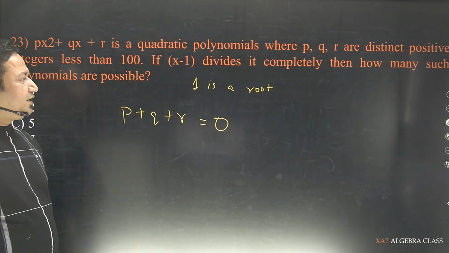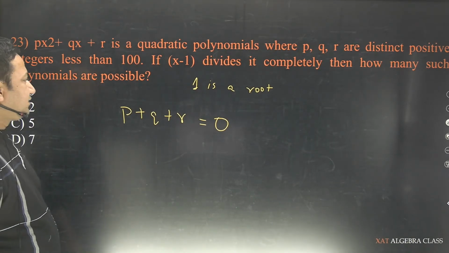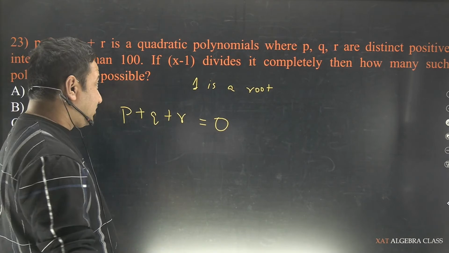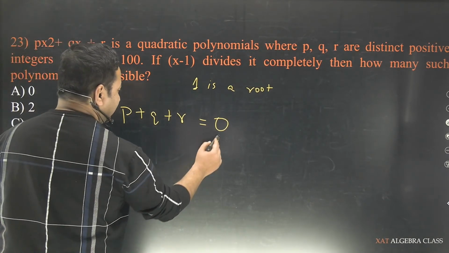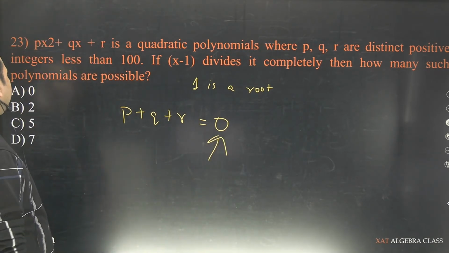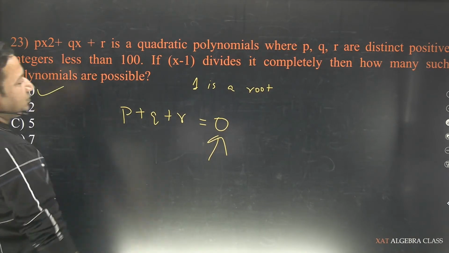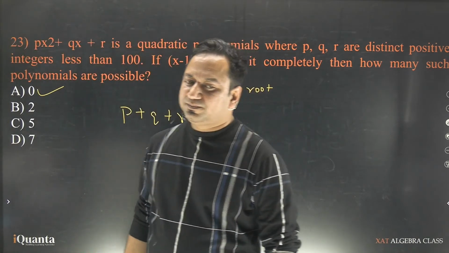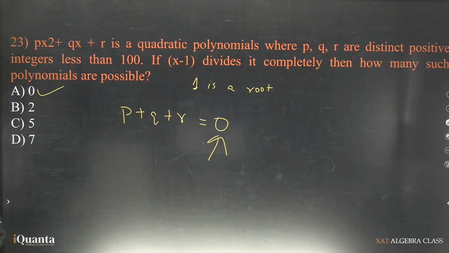It's given that p, q, r are distinct positive integers. If you add 3 distinct positive integers, the result can never be 0. That means no such values exist. So option A, 0 values. 0 possibilities here.